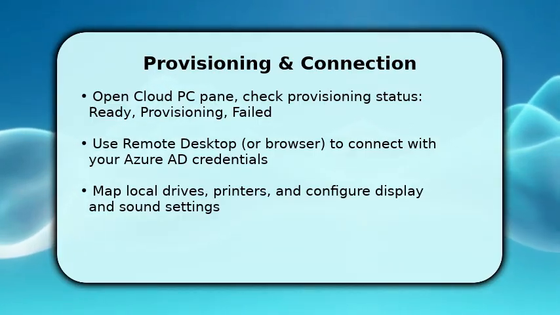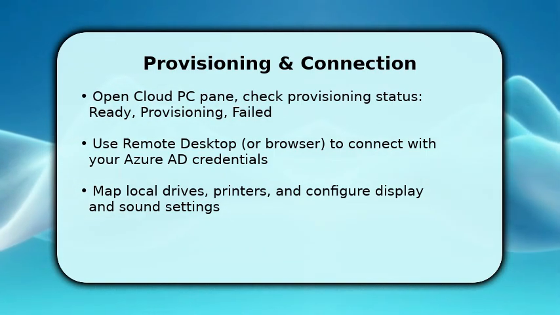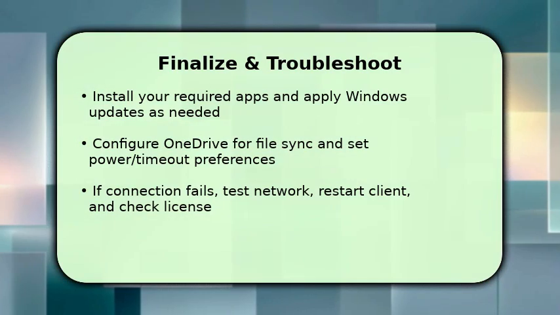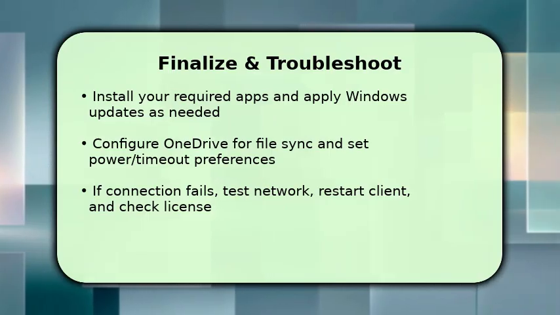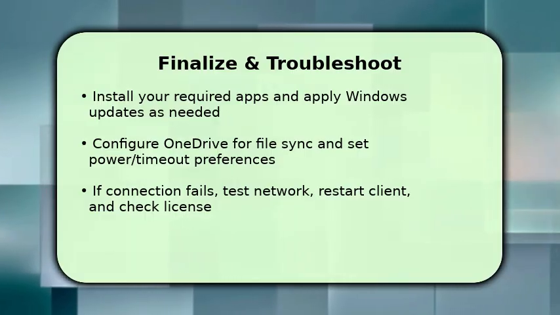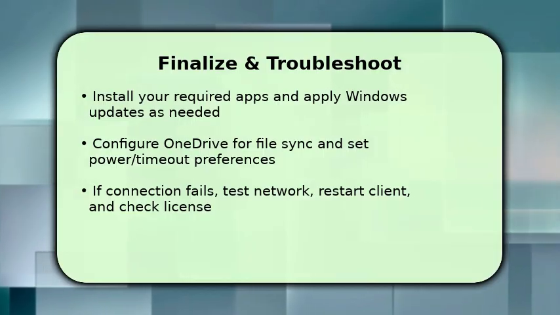If provisioning is still running, wait and refresh. Provisioning completes faster when you avoid repeated connection attempts. You finish by installing necessary apps and applying Windows updates so your cloud PC is secure and current. Then set OneDrive to sync key folders and adjust power and timeout settings to prevent disconnections.